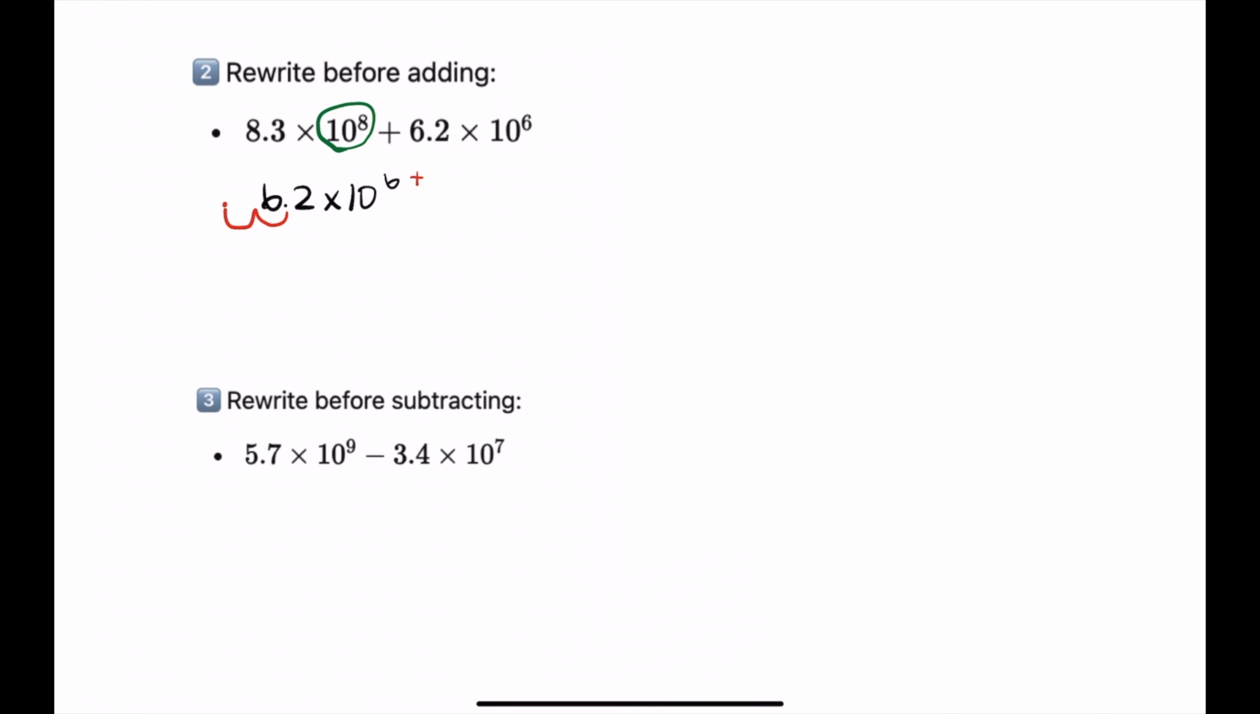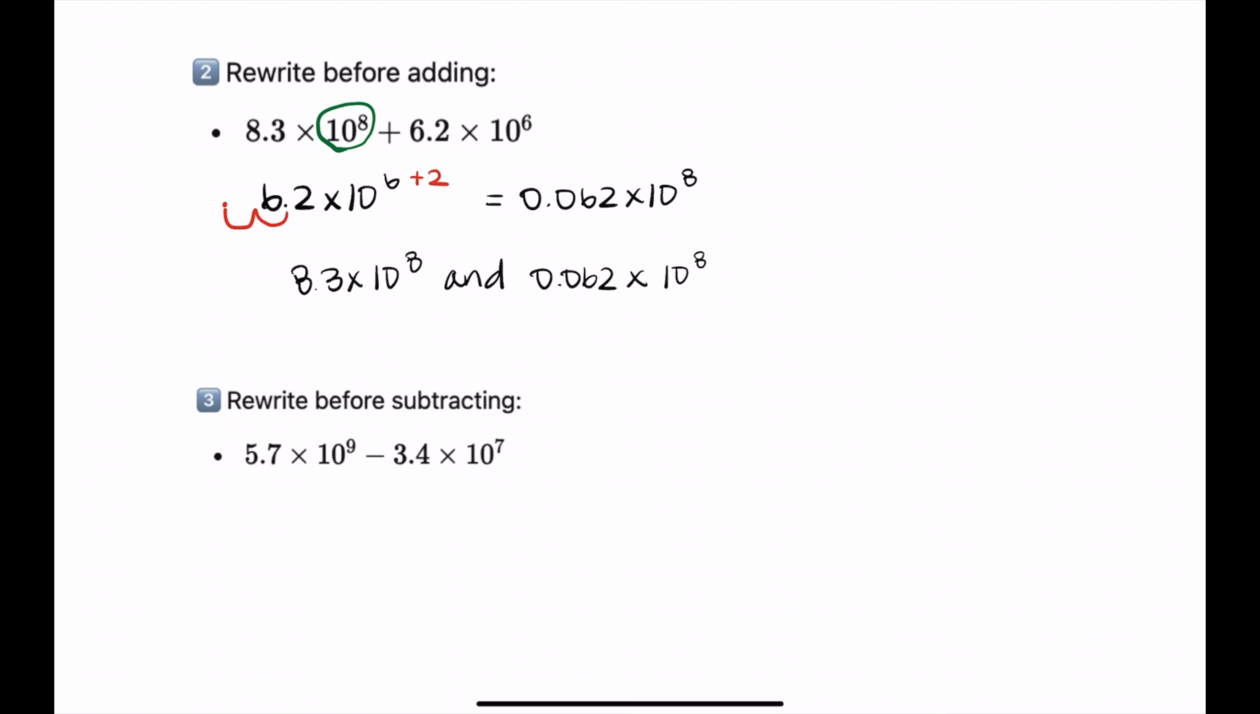In order to do this, we have to move our decimal 2 places to the left to be able to increase our exponent by 2. And when we do that, we'll get 0.062 times 10 to the 8th. Now when we rewrite them, we should have the same exponent. We'll have 8.3 times 10 to the 8th and 0.062 times 10 to the 8th.